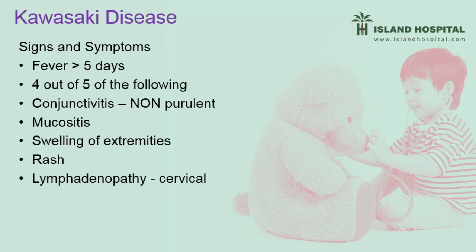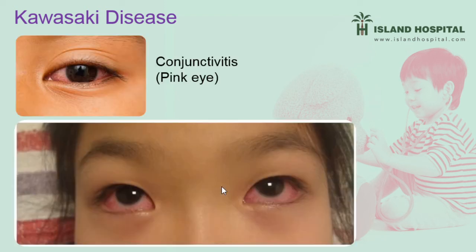remember Kawasaki disease. On top of the 5 days or longer period of fever, we look out for other signs like conjunctivitis, which is redness of the eyes, mucositis, which is redness of the lips, swelling of the fingers and the toes, a rash on the trunk, and a swelling of the neck lymph nodes.